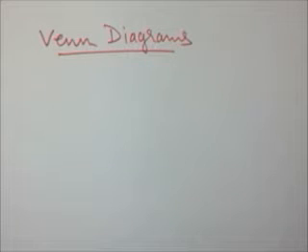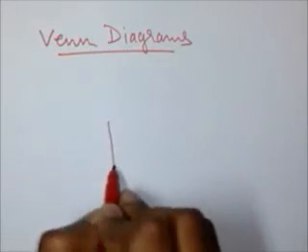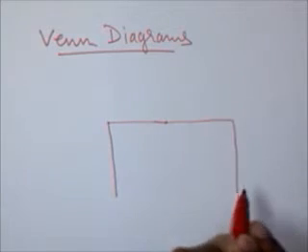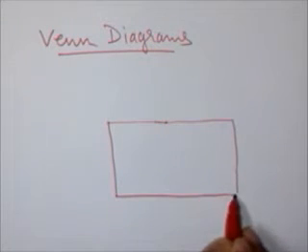Venn diagrams are a graphical notation to represent different sets in a sample space. They are simple closed shapes to represent different sets. So let us take an example. In a Venn diagram representation, the sample space, or the collection of all the sets, is represented by a rectangle.